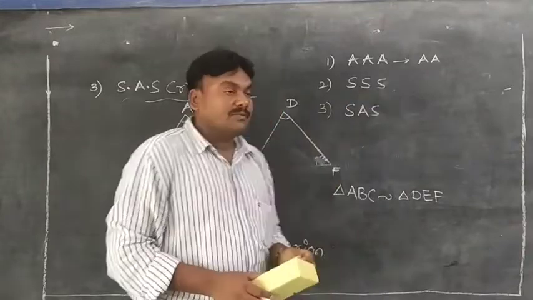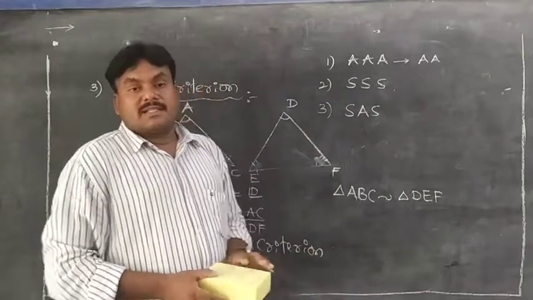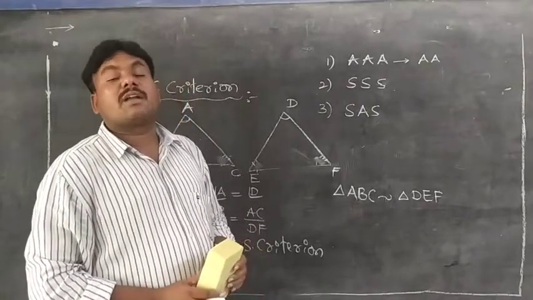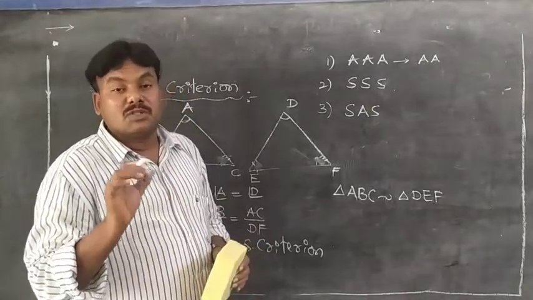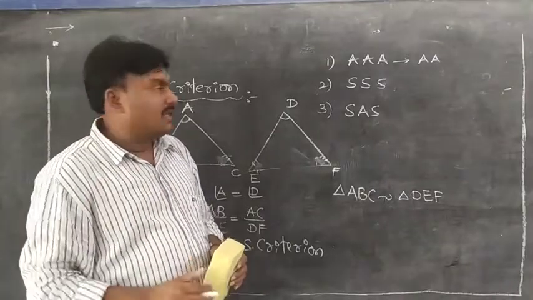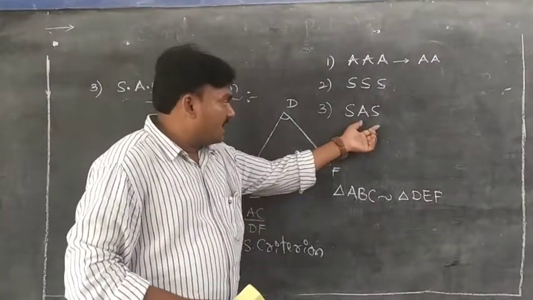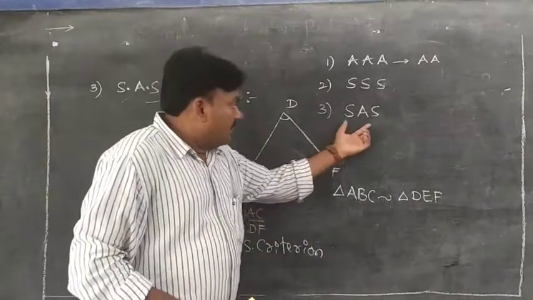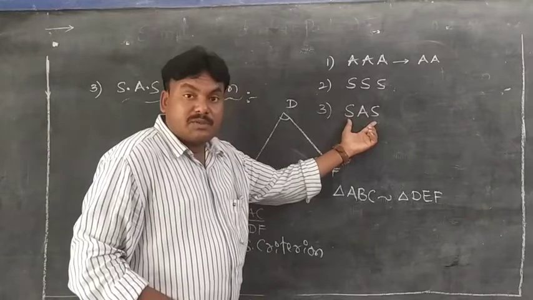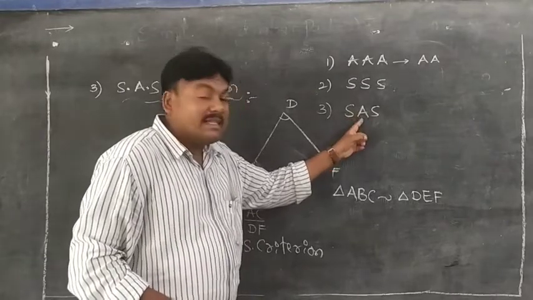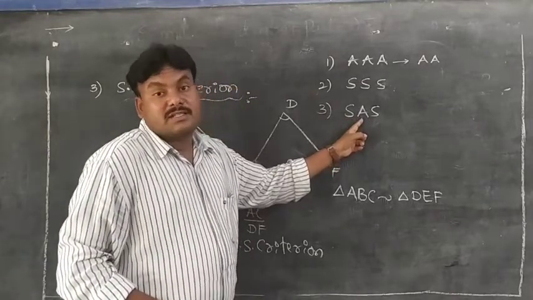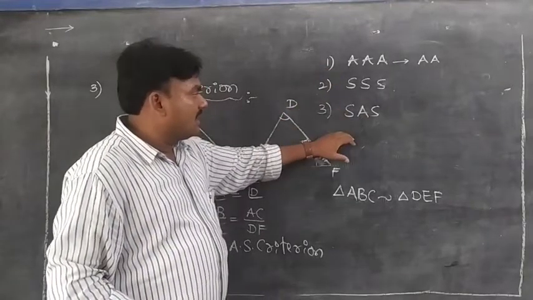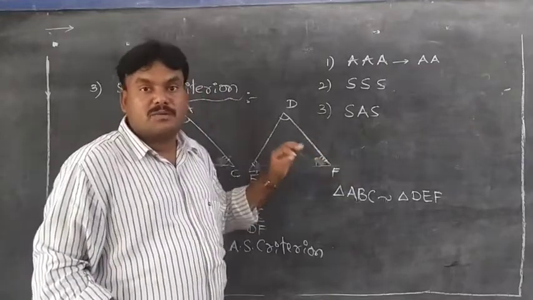SSS criterion. In two triangles, if the corresponding sides are proportional, then both triangles are similar to each other. And comes the third one, SAS criterion. In two triangles, if corresponding sides are proportional and the included angle is equal, then both triangles are similar to each other. Okay, students, by using these three criteria, we discuss some important problems.